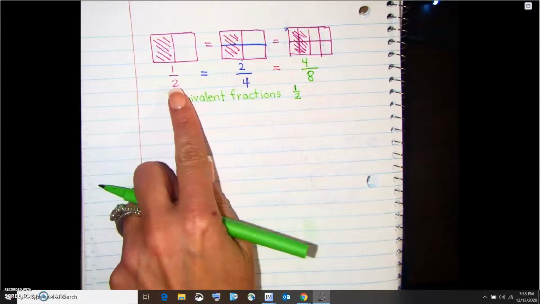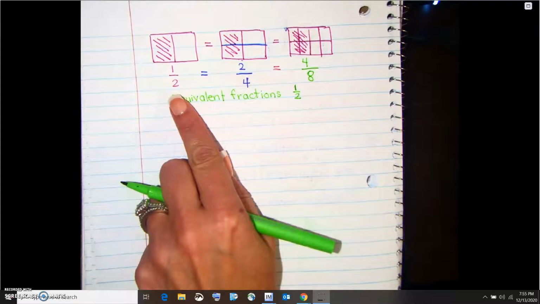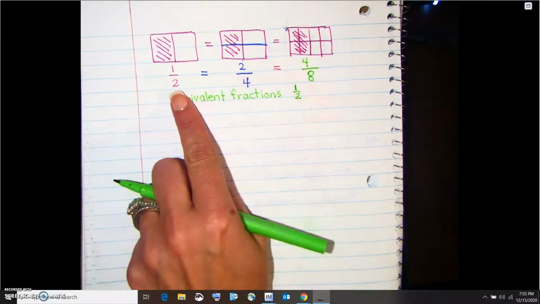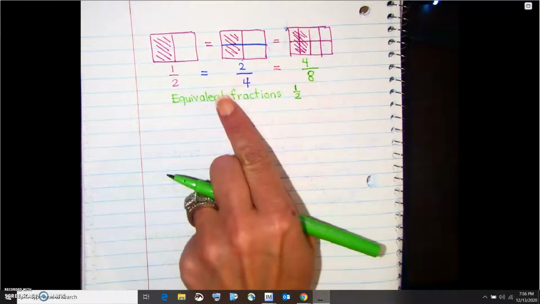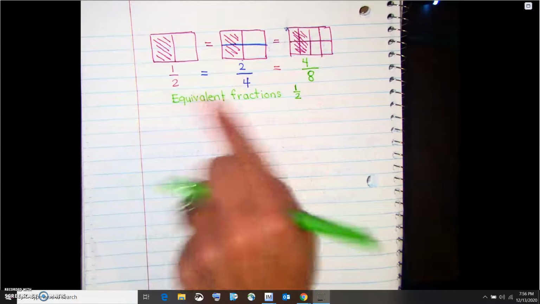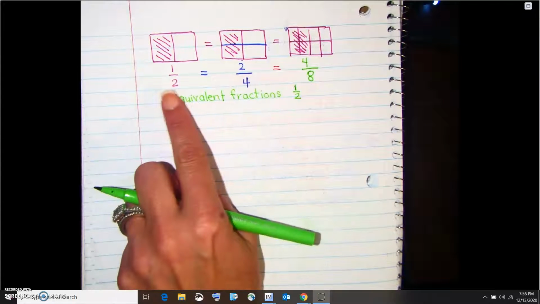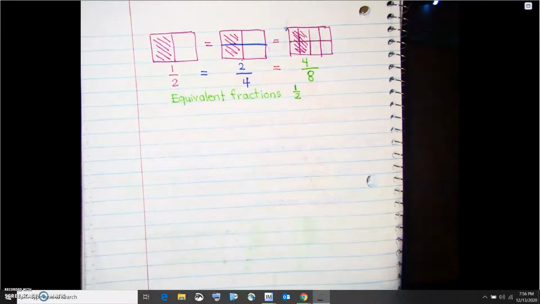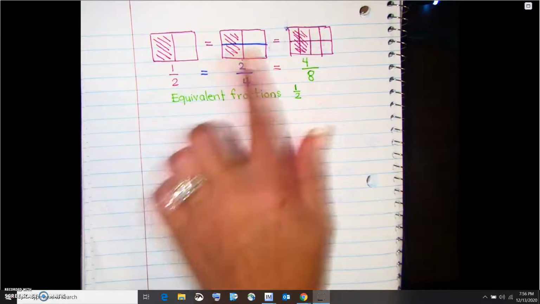So 2/4 is the same as 1/2. 4/8 is the same as 1/2. So equivalent means the same as. We're going to be able to pick these out, and it's not just for 1/2, we're going to be able to do it for 1/3, 1/4, 1/5. So this is with drawing pictures.